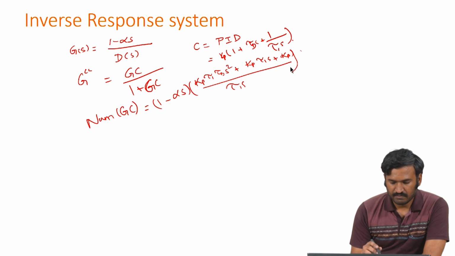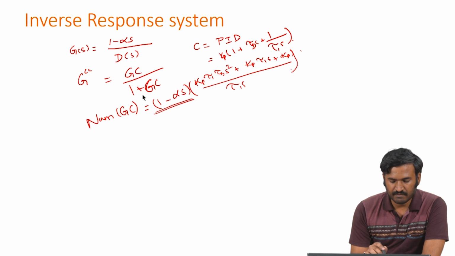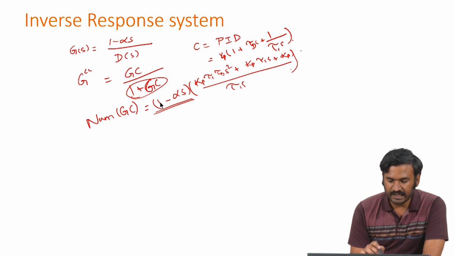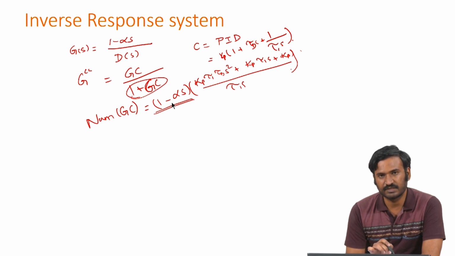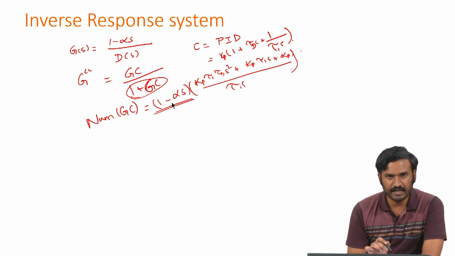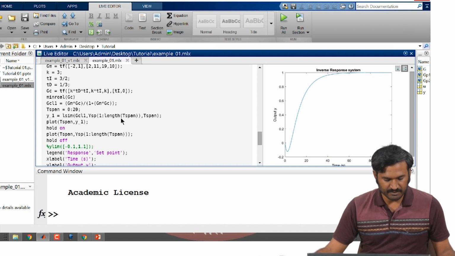Now, this has one RHP pole, one RHP zero. So, looking at the pole of the closed loop transfer function, it will introduce a RHP pole in the closed loop transfer function. Because of that, the controller will become unrealizable. So, due to this, we use the direct synthesis method to compute the controller.